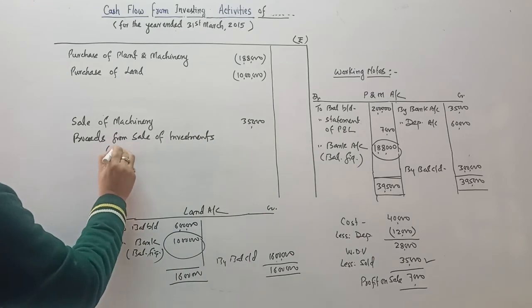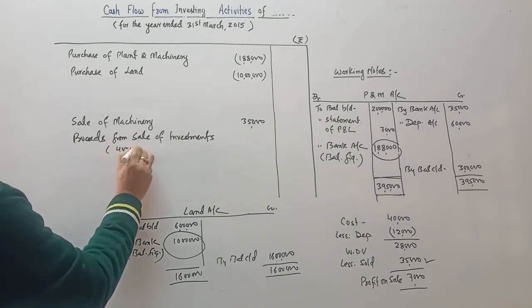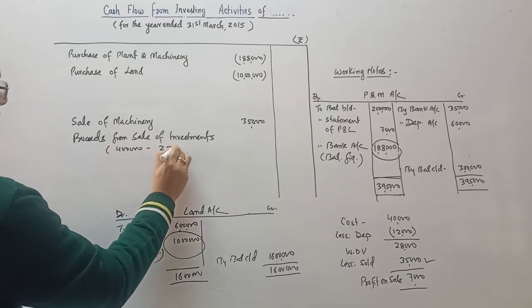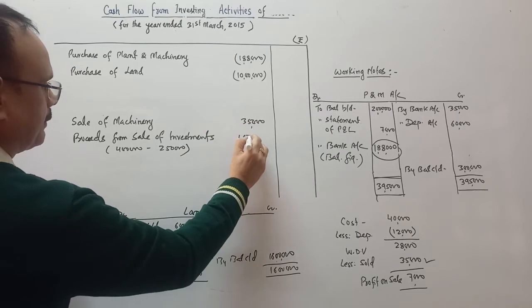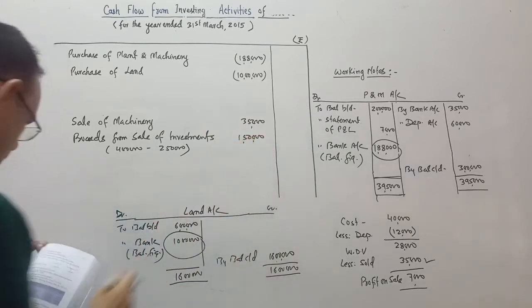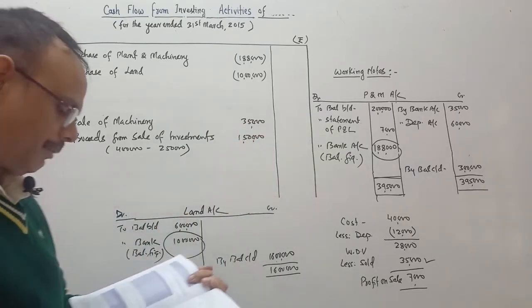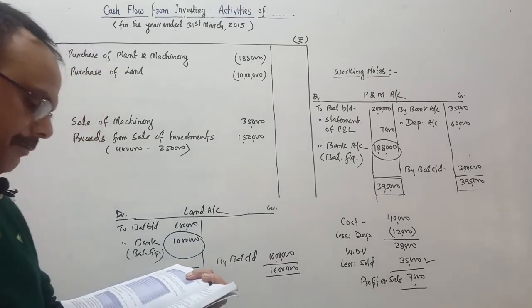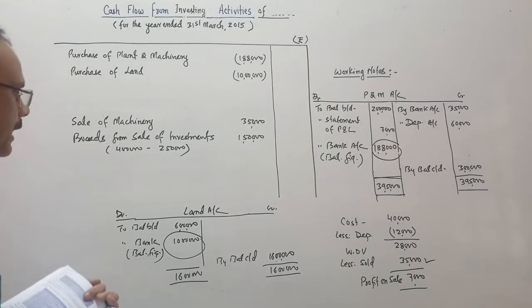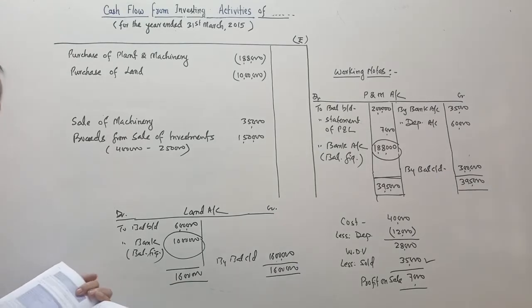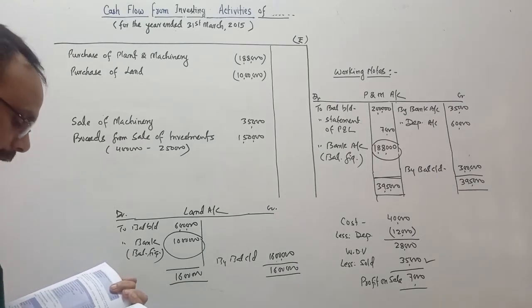Last year investment was 4 lakhs and this year it is 2,50,000. It means 1,50,000 of investment is sold. There is a sale of investment of rupees 1,50,000. Is it clear? Next, you see the goodwill.